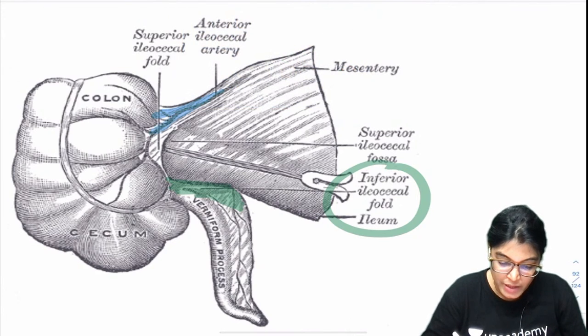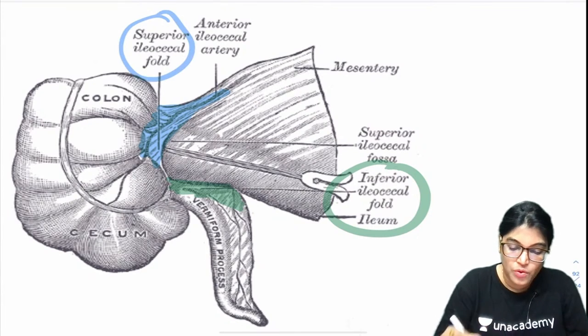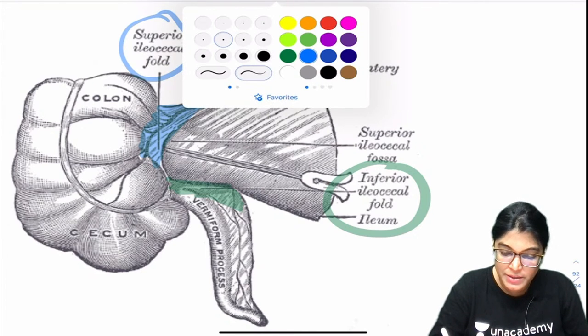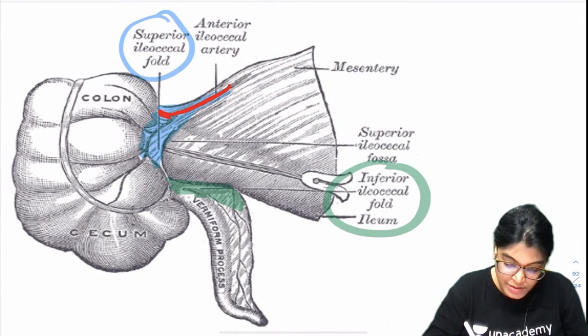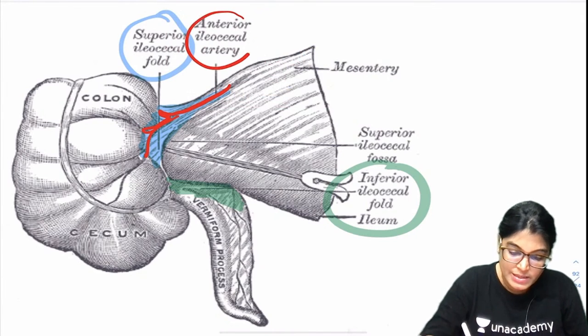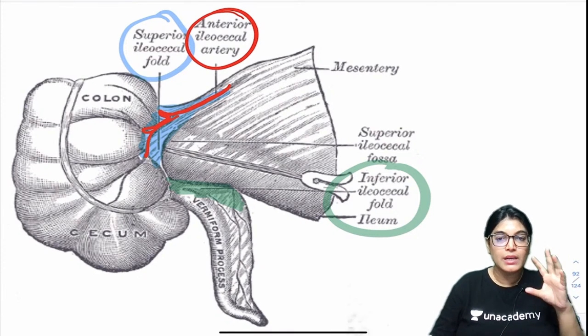When you are seeing the superior ileocecal fold, let me use another color for it so that you can see it highlighted. This is the superior ileocecal fold, and the superior ileocecal fold has a good blood supply, my dear friends, as you can see in the diagram. Here an artery is traversing through the superior ileocecal fold. What is this artery? Anterior ileocolic artery. The main doubt was these two only.